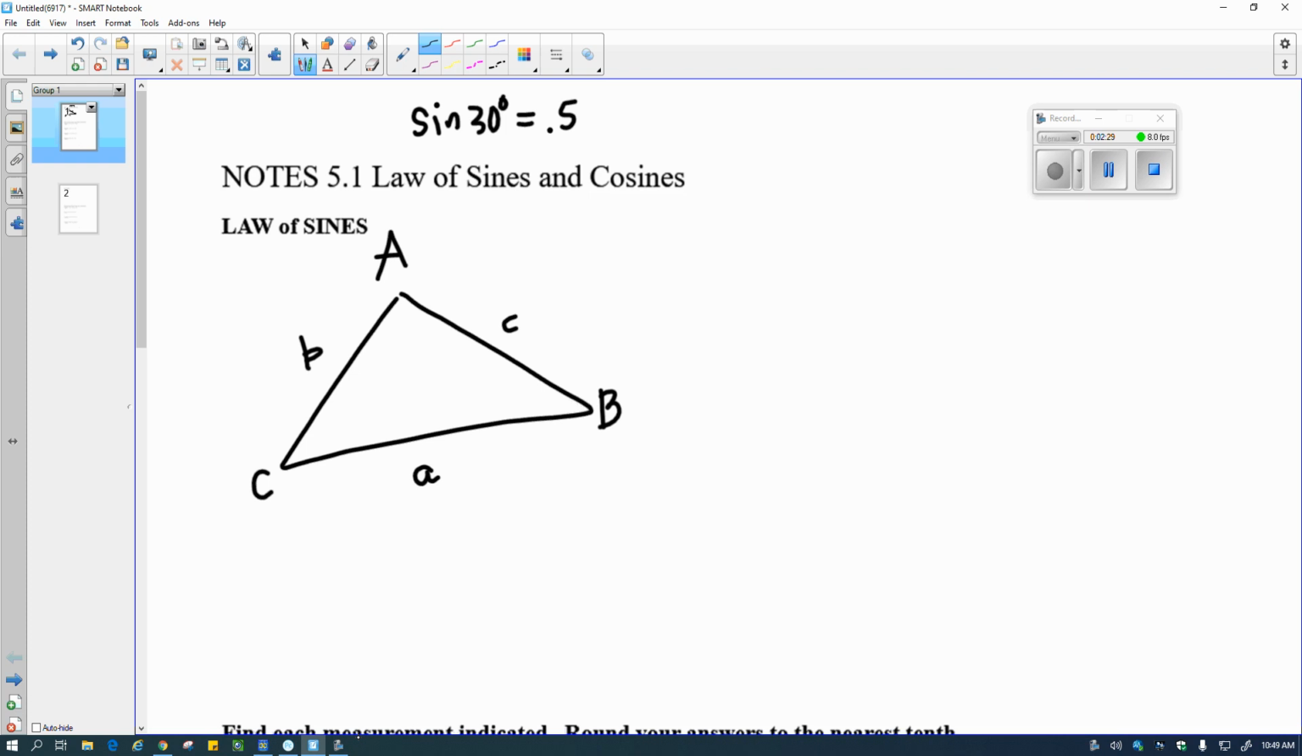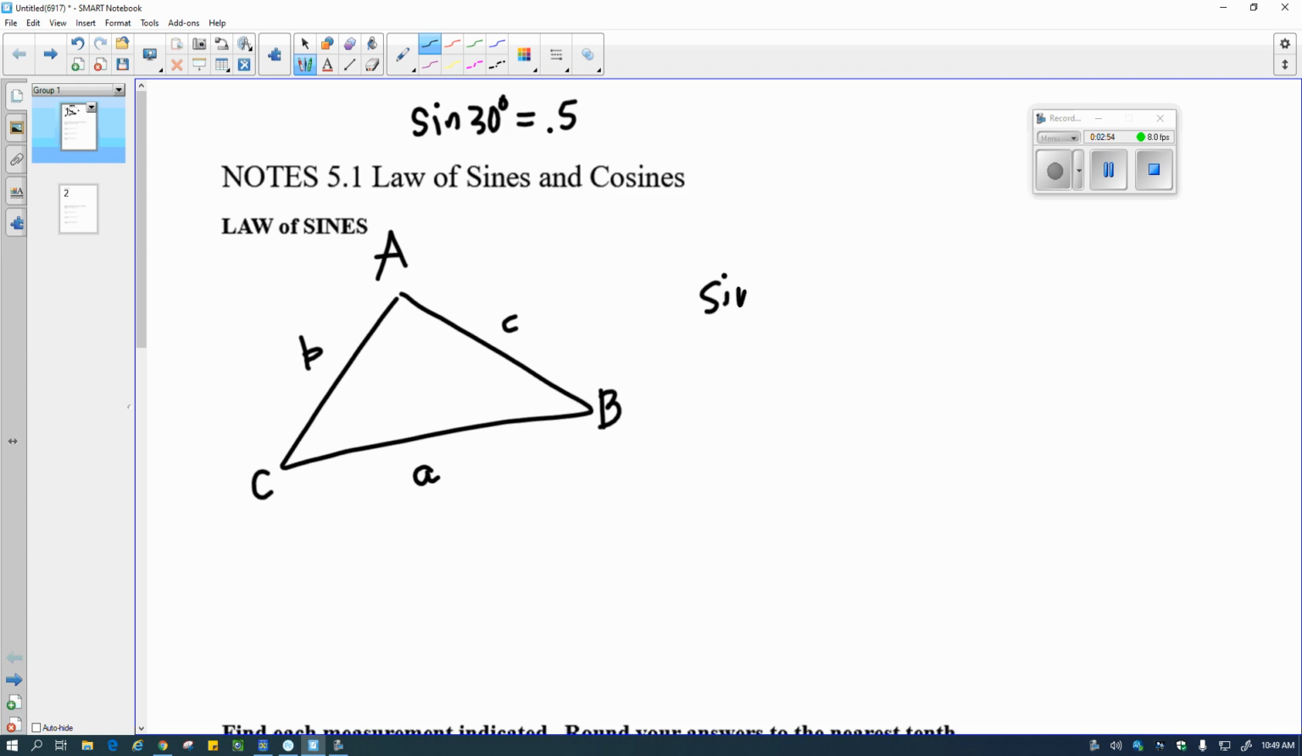So when we're working on solving today, the Pythagorean theorem and SOHCAHTOA are not an option. We're going to be using something called the law of sines and the law of cosines. Now I'm starting out with the law of sines first because it's the easier of the two, the less work of the two. The law of sines looks like this.